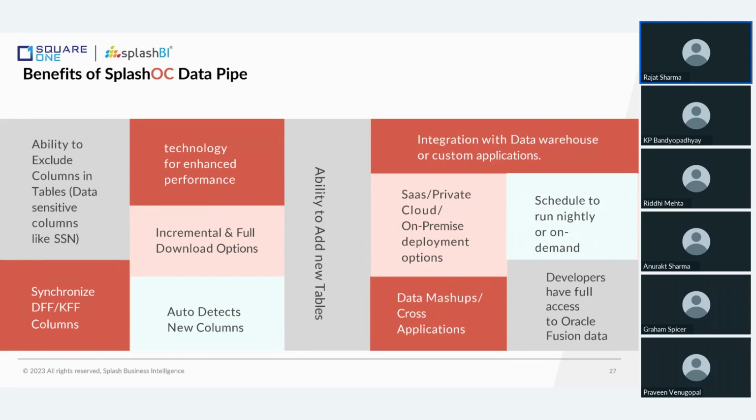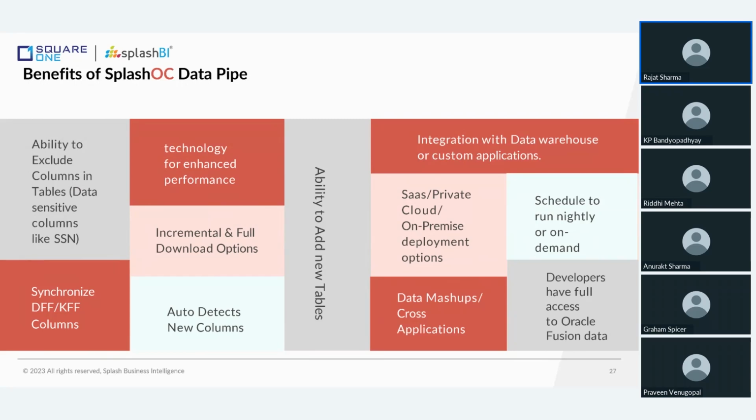It understands all your data sources, including any DFF and KFF columns. It gives you the ability to exclude the columns that you don't want users to access or you don't want to download into your data warehouse. So data sensitive columns like SSN can be easily excluded, again using the drag and drop interface of Splash BI. It will detect any new columns that have been added. And the advantage of using Splash OC is that, let's say your Fusion pod gets upgraded and there are changes that Oracle has made to your tables or removed certain tables, Splash OC will ensure that your connector or your data pipeline is up to date and it will make those necessary changes as well.